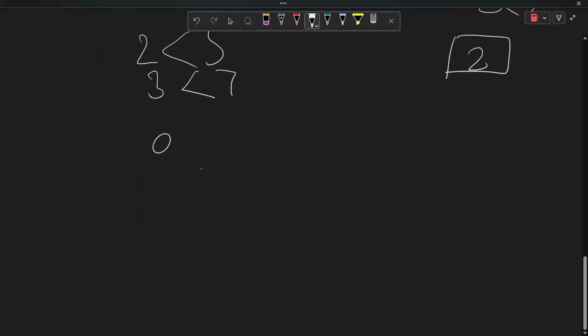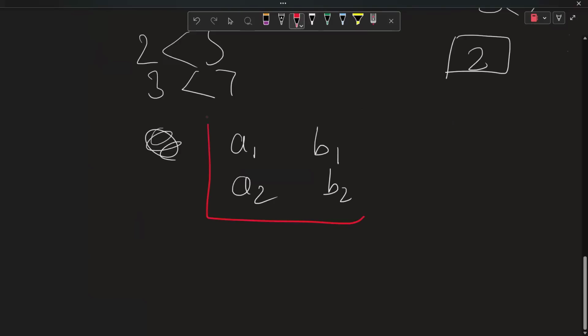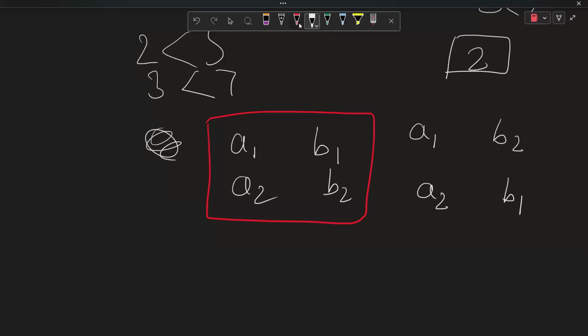Let's say player 1 selects A1, player 2 selects B1, and then the remaining would be A2, B2. This would be one possible scenario. Okay. Another possible scenario would be player 1 selects A1, player 2 selects B2, and player 1 would select A2 in the next round, and player 2 would select B1 in the next round.